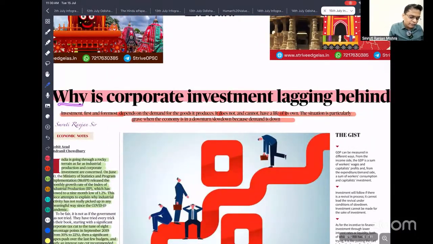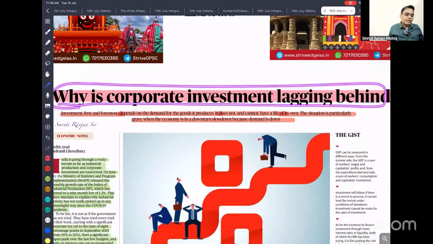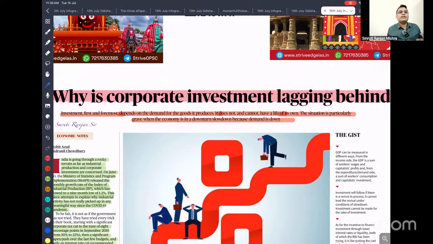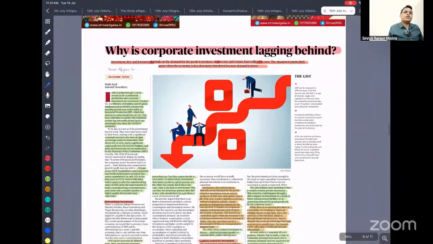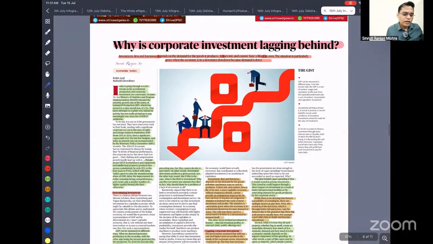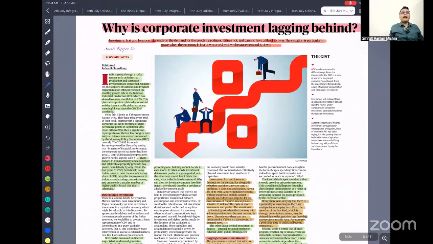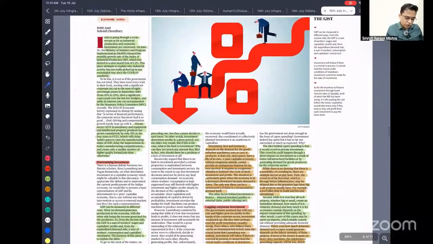Why is corporate investment lagging behind? Generally, corporates invest when there is demand in the market. Recently the government has taken a lot of steps to push corporate investment. For example, we have reduced the corporate tax from 30% to 22%. But still we have not seen any significant rise in corporate investment. It is because our economy is not performing well post the COVID-19 crisis, there is, you can say, overstock. So that is the reason the corporates are not investing.